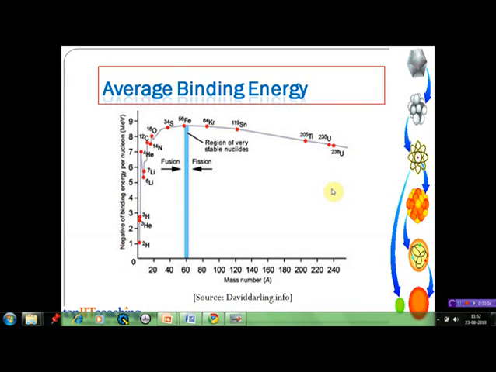This is the graph that we obtain on plotting the values of average binding energy on y-axis against the mass numbers on x-axis. As you can see, the value of average binding energy first increases. It is maximum for those elements which have their mass numbers somewhere around 60. Its value is highest for iron 56 and then its value gradually decreases along with the increase in mass numbers.